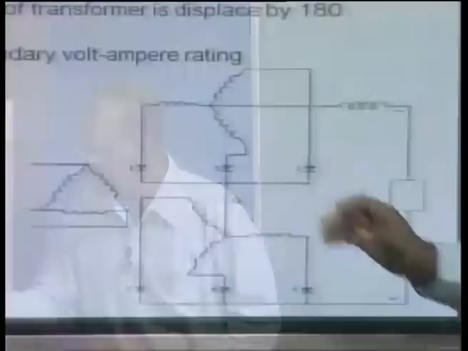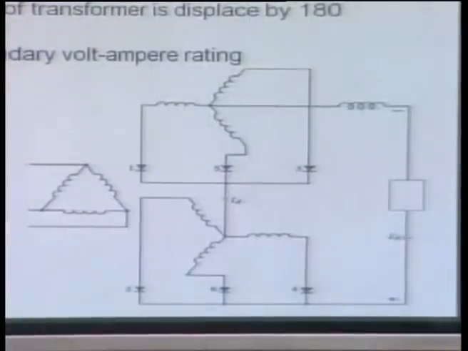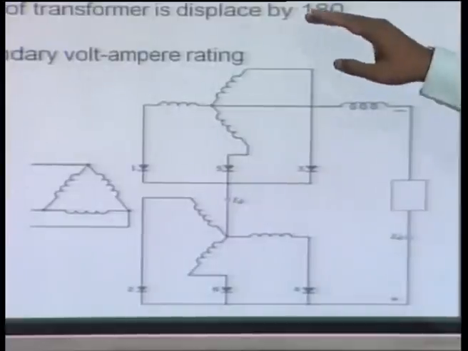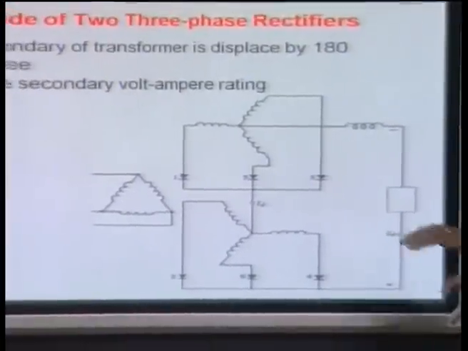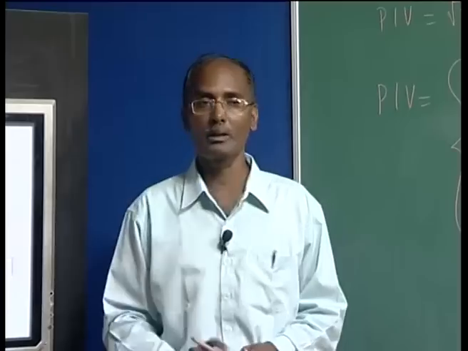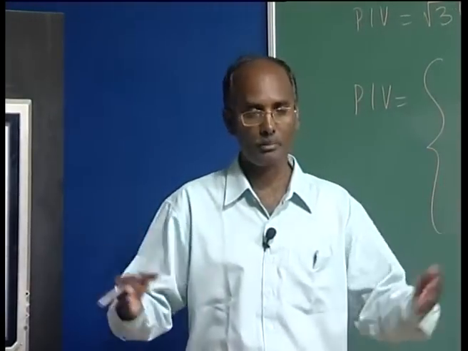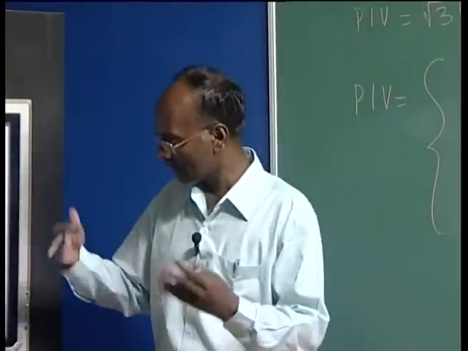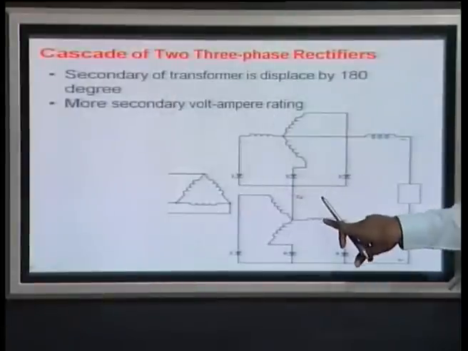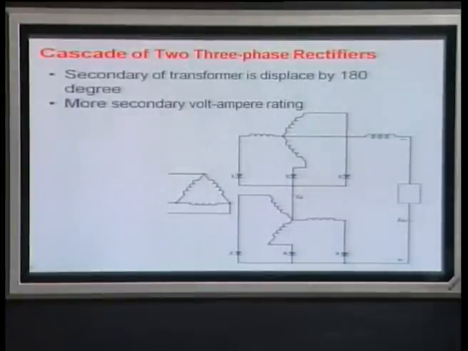And these 2 are basically displaced by 120 degrees, as I have already written here. So what happens? The rating of these secondary windings increases. So your transformer size is going to be larger, and it has to be manufactured in such a way that it can bear that amount of voltage as well as the current in the secondary side.